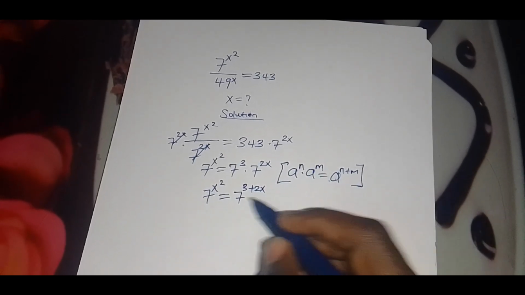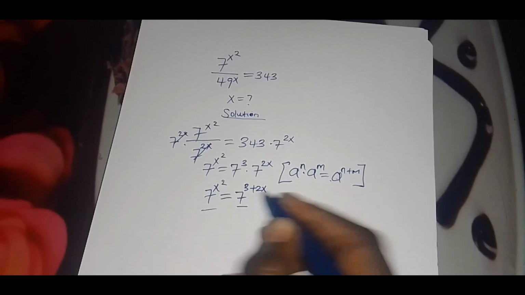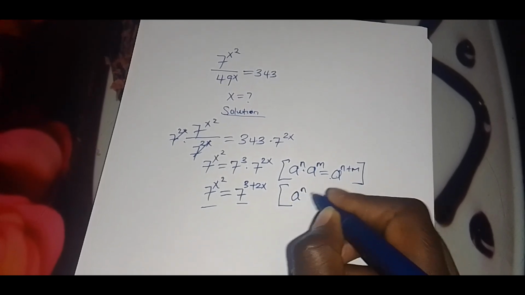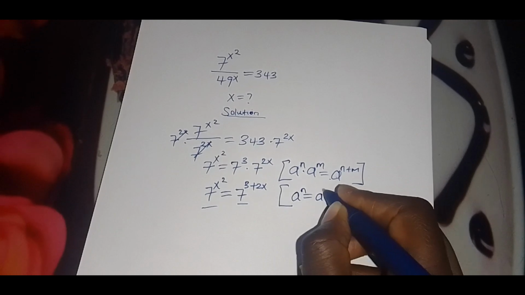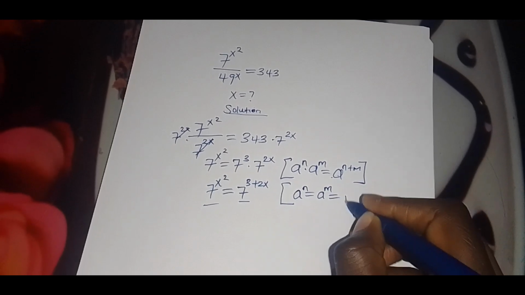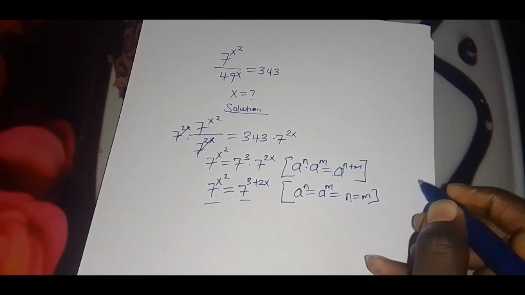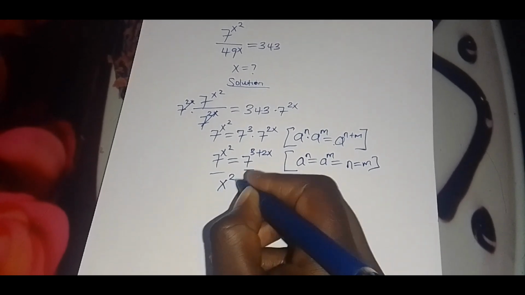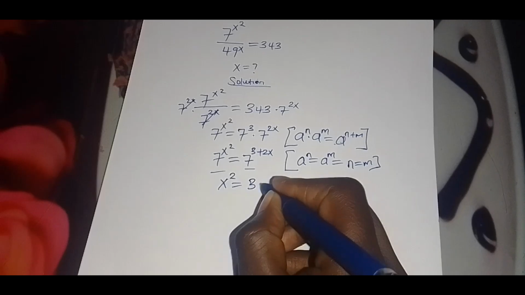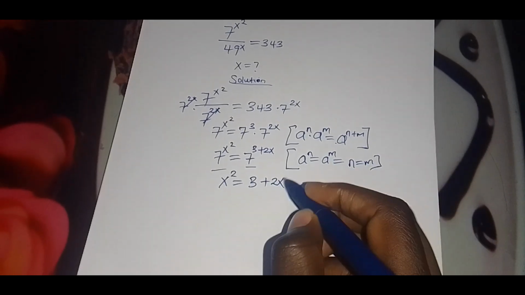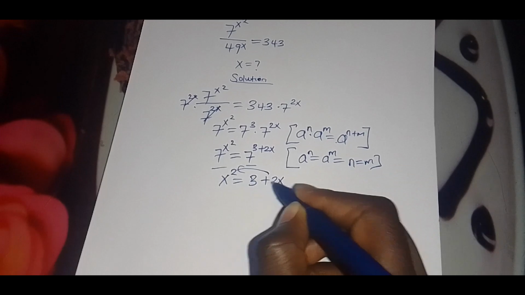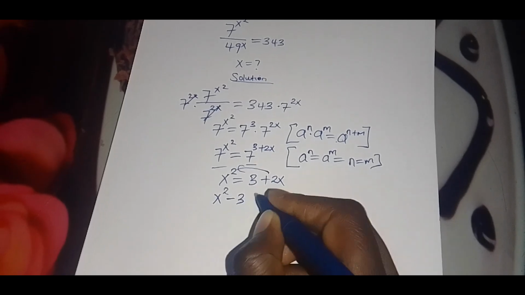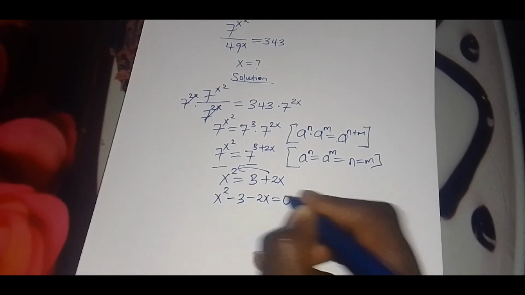Okay, now since the bases are common, we can apply this property that states that if a raised to the power n is equal to a raised to the power m, that means that n is equal to m. Okay, so applying this property, we are going to have x squared. This is equal to 3 plus 2x. Okay, so we take 3 plus 2x to the left hand side, so that we'll have x squared minus 3 minus 2x. This is equal to 0.